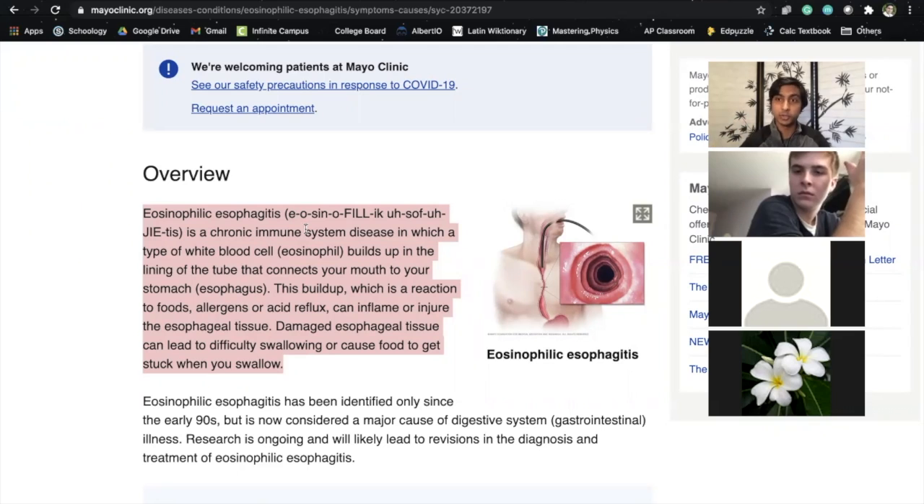As you probably know, esophagitis just means an inflammation. Itis always is going to mean inflammation, and then of the esophagus here. Eosinophilic refers to the buildup of our eosinophils, which is a specific type of white blood cell. We'll talk about that a little bit in a couple moments. So now, what does this disease look like?